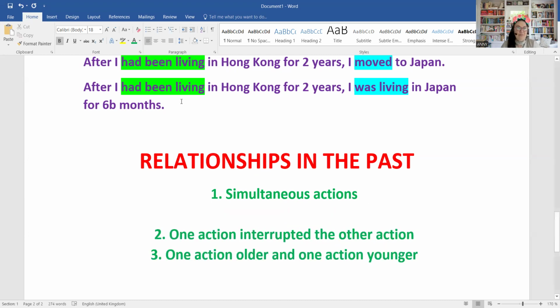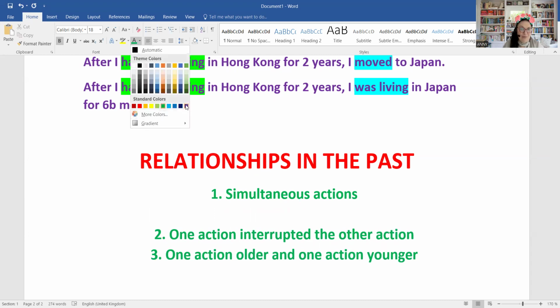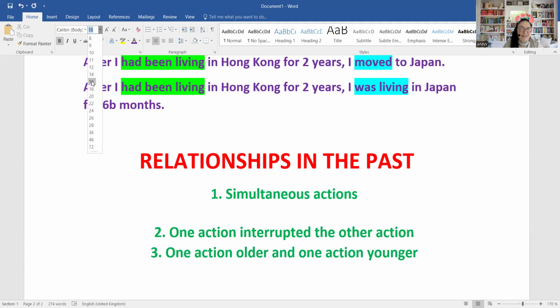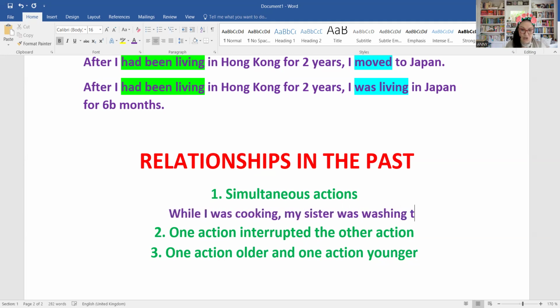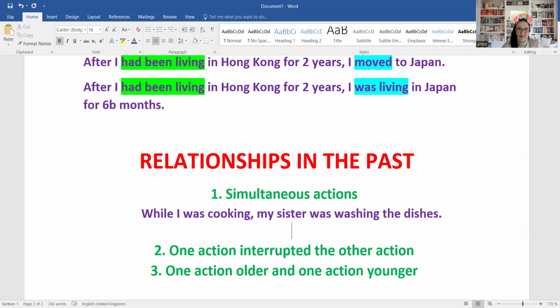So, for example, if we talk about simultaneous actions in the past, they are something like this. While I was cooking, my sister was washing the dishes. And my mother was watching the movie. And my father was walking our dog outside, and so on and on. Simultaneous actions.